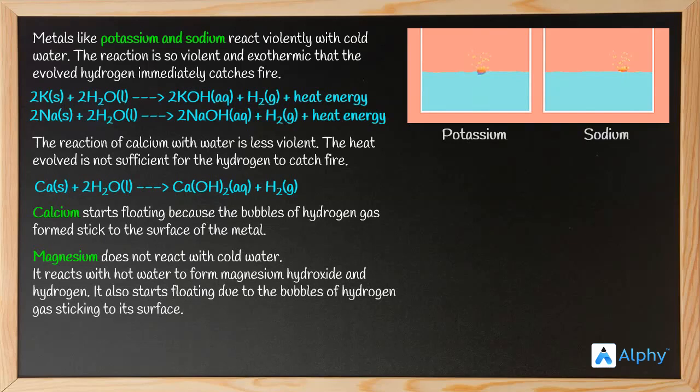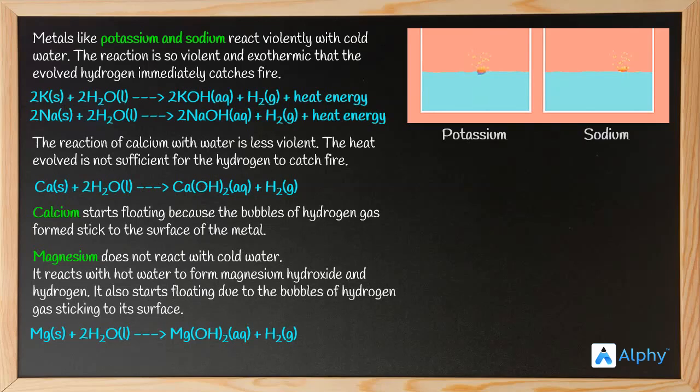Now the reaction for magnesium hydroxide formation is something like this. Mg, which is magnesium, reacts with water. Over here the water is hot water, okay. So magnesium reacts with hot water to give you magnesium hydroxide plus hydrogen. Again, over here you can see these bubbles of hydrogen gas which will stick to the surface of the metal, and thus we can see the metal floating in the solution. So that's how magnesium reacts with water.